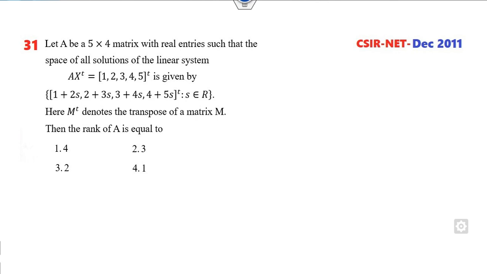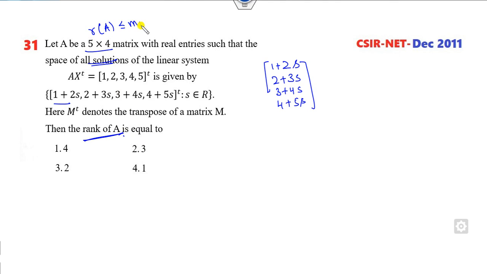Okay, look at another question. This is a 5 cross 4 matrix such that A x transpose is given to be here. This is my solution space. What is that? This is 1 plus 2s, 2 plus 3s, 3 plus 4s and 4 plus 5s. Then your target is to find the rank of A. So definitely we all know the rank of A is always less than or equal to the number of rows and number of columns. So it will be less than or equal to 4. So all options are satisfied.